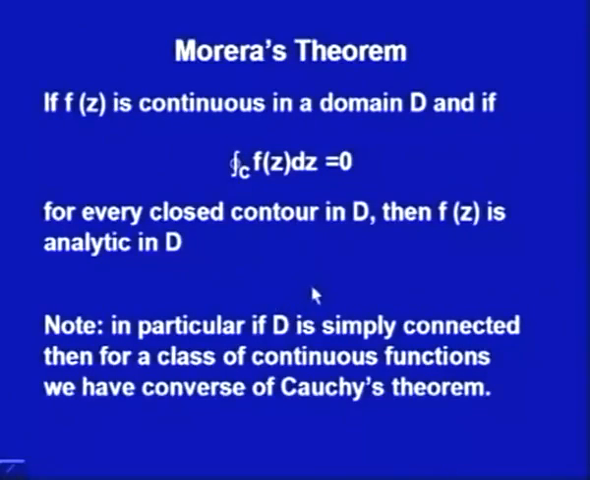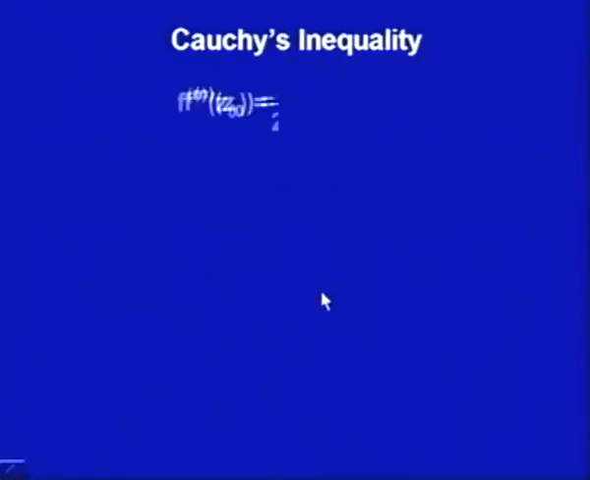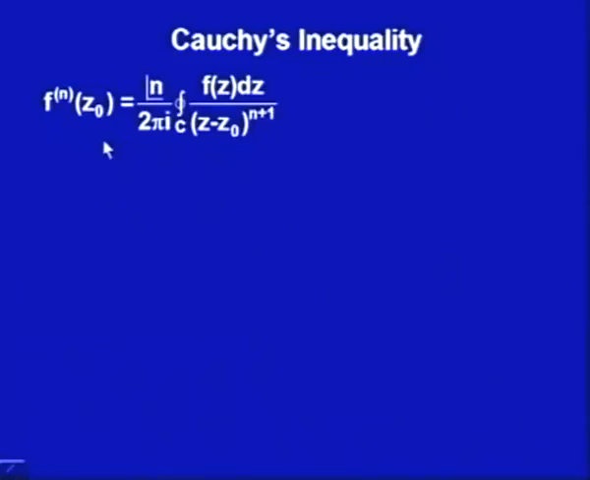Now, let us move to one more application of this Cauchy integral formula, Cauchy's inequality. From the analyticity of the function f(z), we have found that the nth derivative of f at z naught can be given by the formula n factorial upon 2 pi i, integral along the closed contour C of f(z) upon (z minus z naught) to the power n plus 1.